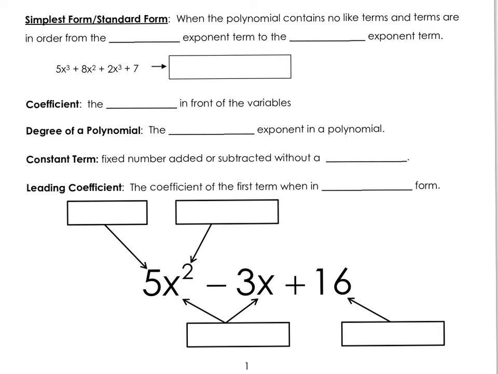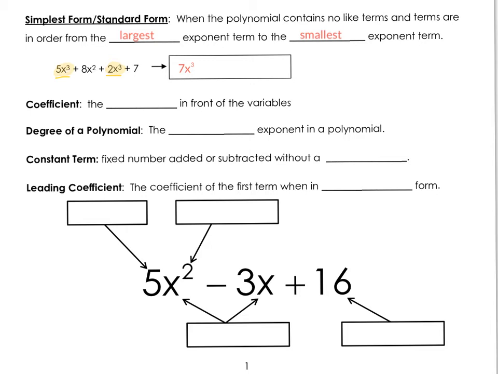Okay, let's talk about simplest standard form. So when the polynomial contains no like terms and terms are in order from the largest exponent term to the smallest exponent term. So if we looked at this example here, the way I put things in standard form is I go through and I figure out, okay, well, which one is my highest exponent? So if I look, I can see that my highest one here is an exponent of 3. So I have a 5x to the third and a 2x to the third. Those have the same exponent, so I can put them together. So that would be how many all together? That's 5, 6, 7x cubed. So that would go first.